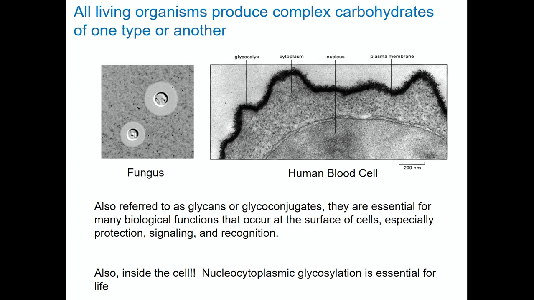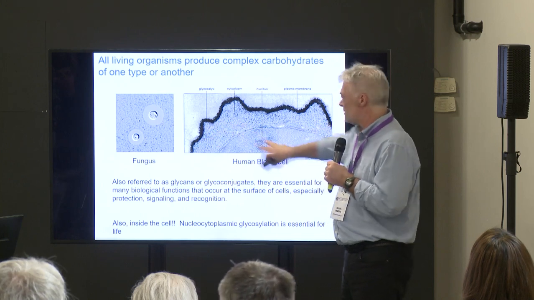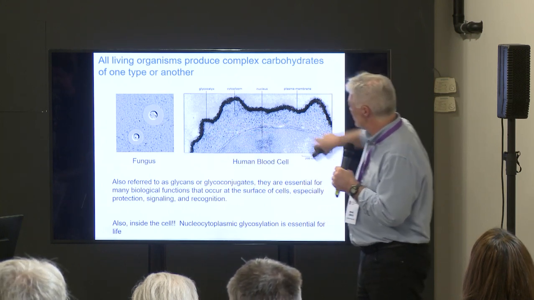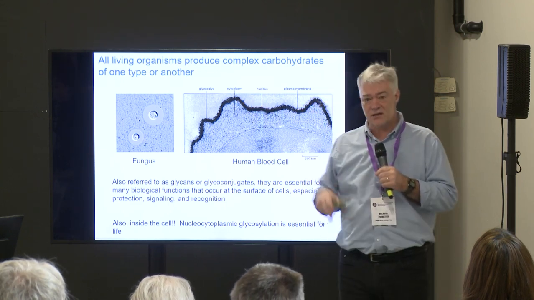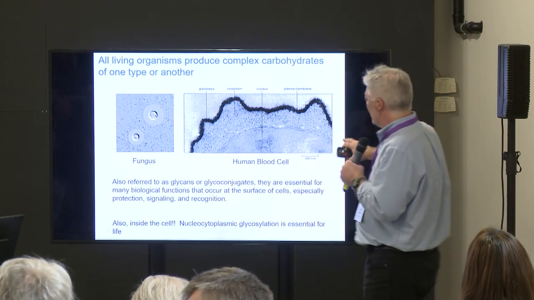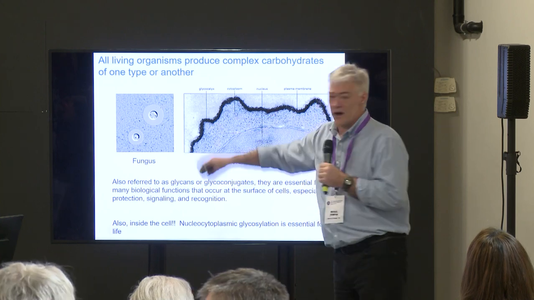And especially for the fungal cells, this coating of carbohydrate is protective, but it also serves signaling functions and allows that fungus to go through various parts of its life cycle. Animal cells, no different. So this is a human blood cell. Here's the nucleus, the cytoplasm. The cell surface has been stained with a dye that shows the presence of carbohydrates. You can see this rich coating of carbohydrates at the surface.